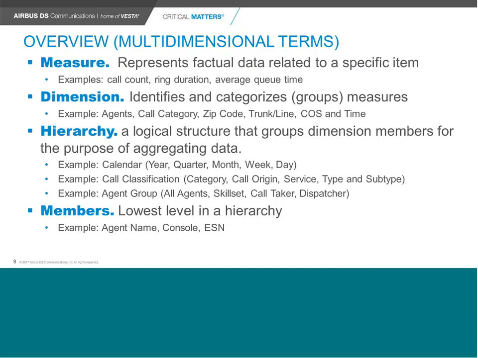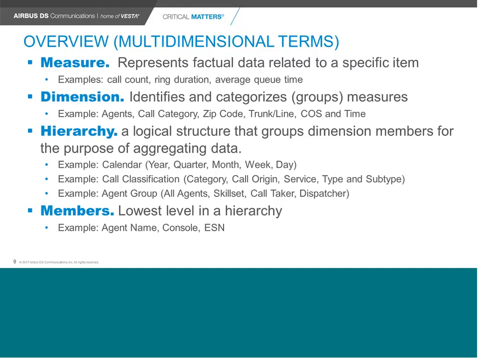Next, we have hierarchy. Hierarchy is the logical structure that groups dimension members for the purpose of aggregating the data. Examples of this include many. One is calendar, whether it's year, quarterly, monthly, weekly, or daily. The next one is call classification: category, call origin, service, type, and subtype. And then we have an example of agent groups, which would include all agents, skill set, call taker, or dispatcher.